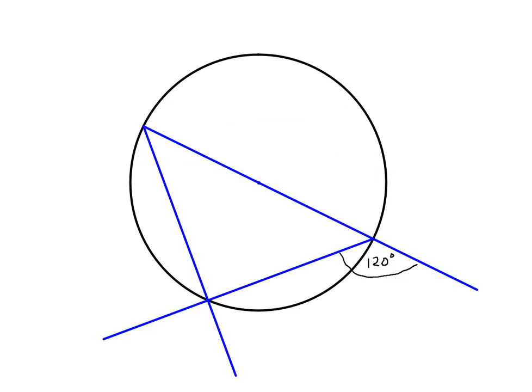Final example. Sometimes the lines won't stop at the circumference, so it's not as immediately obvious what's happening. You just have to have a look at the picture and notice that we still have the same situation. We still have a diameter going through the centre point to the circumference. We have a chord meeting the circumference, and we have another chord meeting the circumference. So this part here is still 90 degrees.